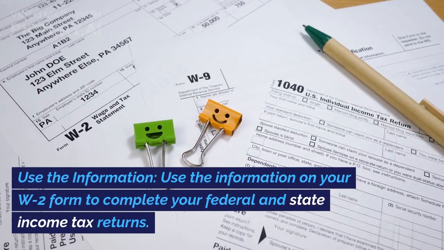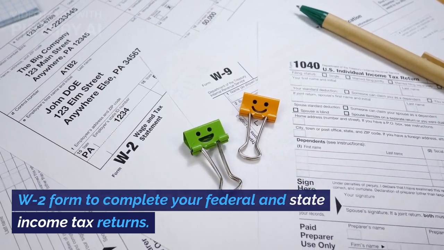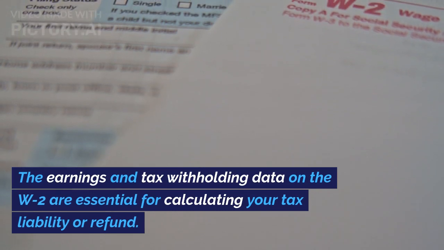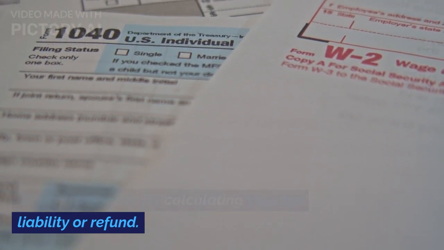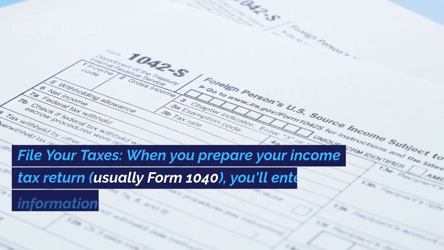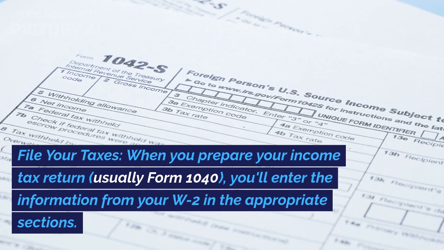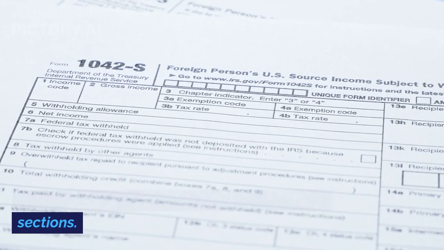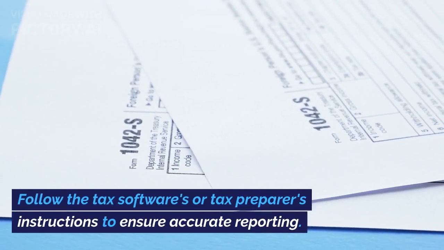Use the information. Use the information on your W-2 form to complete your federal and state income tax returns. The earnings and tax withholding data on the W-2 are essential for calculating your tax liability or refund. File your taxes. When you prepare your income tax return, usually Form 1040, you'll enter the information from your W-2 in the appropriate sections. Follow the tax software's or tax preparer's instructions to ensure accurate reporting.